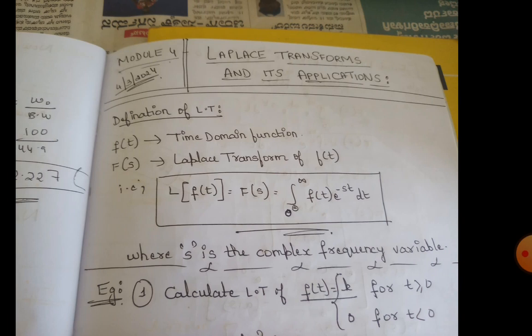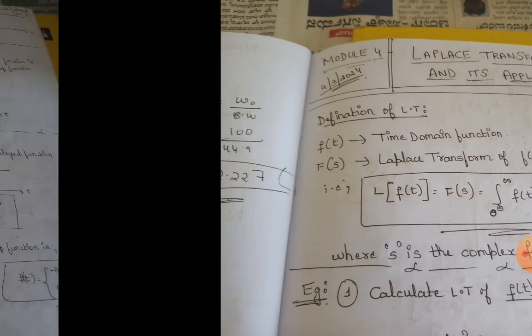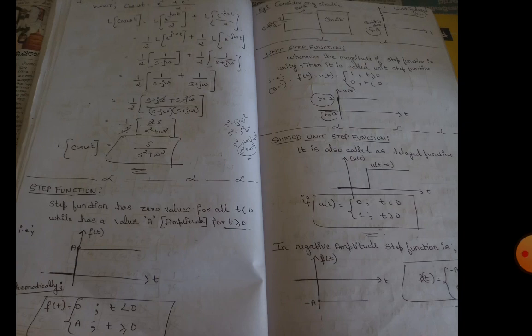So that's it with the third module. In the fourth module we have a few more concepts to be discussed, that is the Laplace transform and its applications. This is the basic definition of the Laplace transform. f of t refers to the time domain function, and capital F of s is the Laplace transform of f of t, given as L of f of t equal to F of s, where the limits are from 0 to infinity, f of t e to the power minus st into dt, where s is the complex frequency variable.